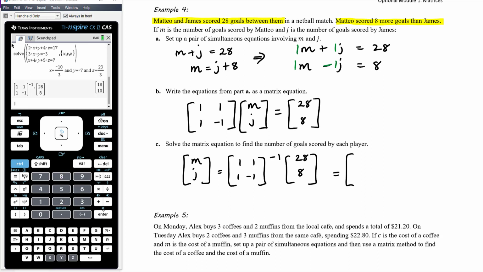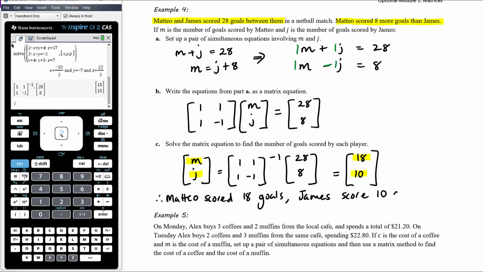And we get 18 and 10, and then make sure we answer the question. Solve the matrix equation to find the number of goals scored by each player. So we now can see that M, which is the number of goals scored by Matteo, is 18, and J, which is the number of goals scored by James, is 10. Okay, so therefore Matteo scored 18 goals, James scored 10 goals.